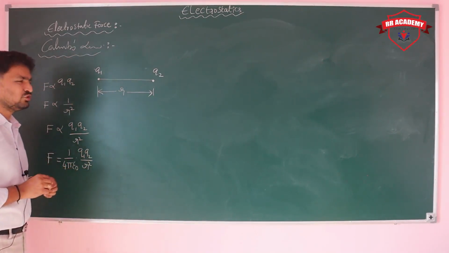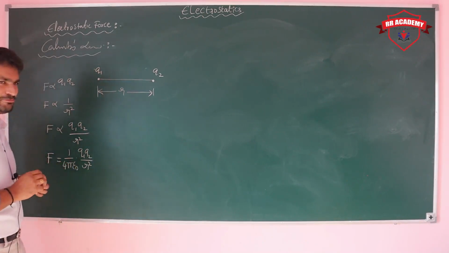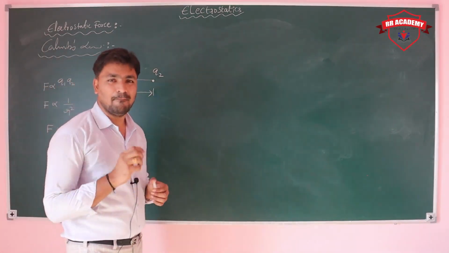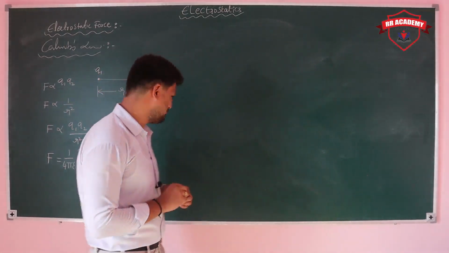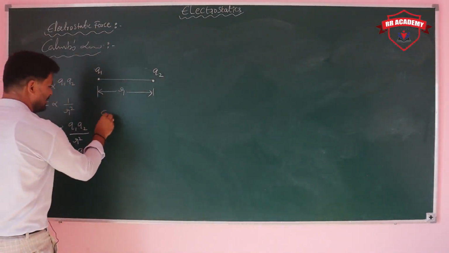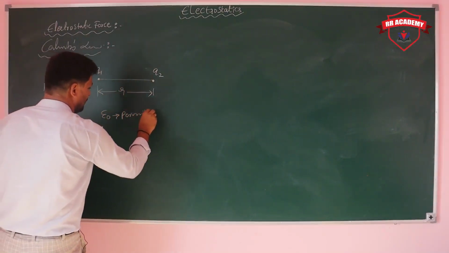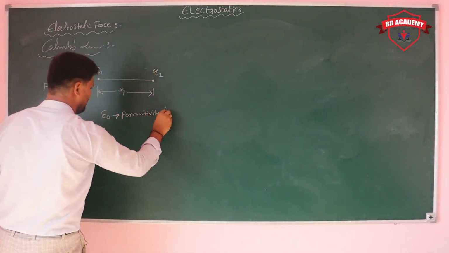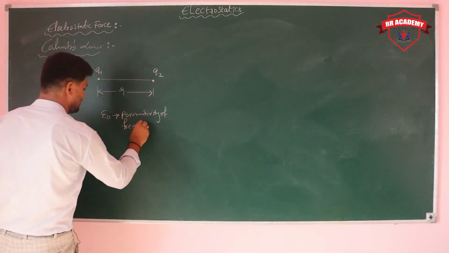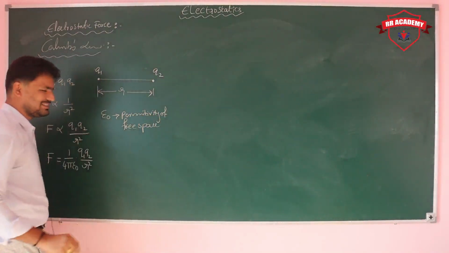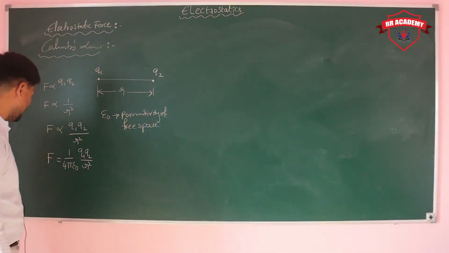What is this 1 by 4 pi epsilon naught? What is this epsilon naught? Epsilon naught is the permittivity of free space.